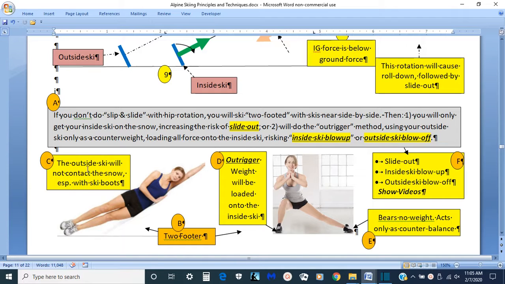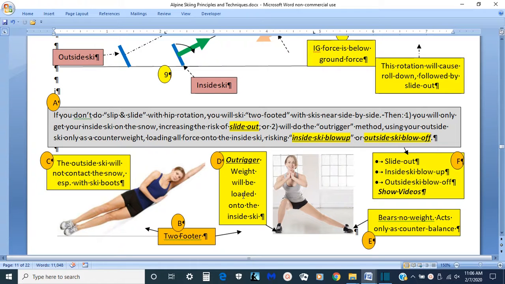The outside ski will not contact the snow, especially with ski boots. When you're wearing these fat ski boots, there's no way that outside ski is going to contact the ground. This has to be slip forward. This has to be slip back. Then both skis can contact the ground. This is called the two-footed method. Now, that's one thing that you can do.